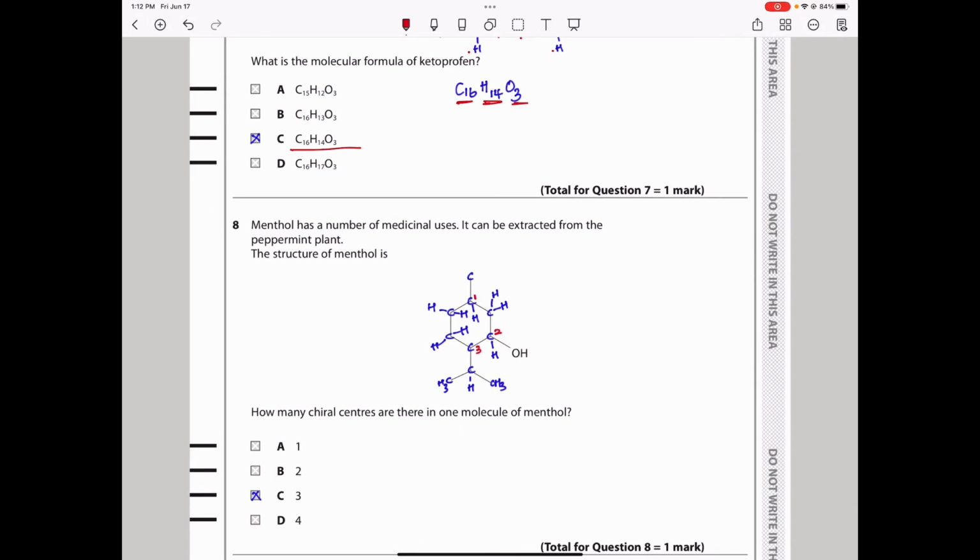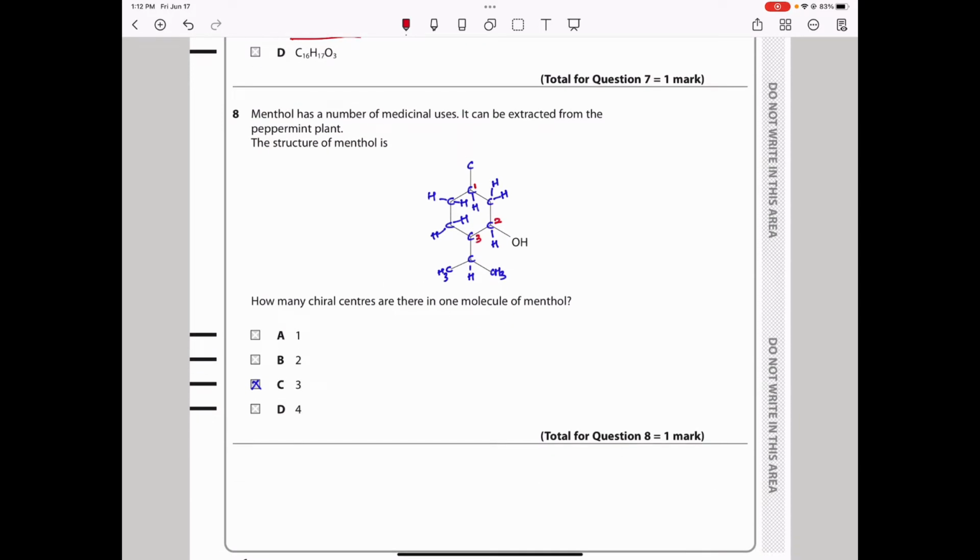Question 8 says, menthol has a number of medicinal uses. It can be extracted from the peppermint plant, and the structure of menthol is as below. So they say, how many chiral centers are there in one molecule of menthol? A chiral center has to be a carbon attached to 4 different groups. So this is not a chiral center because it has at least 2 groups that are similar. That is not. That is not. So if we rule out those, and that is not because, of course, it has three hydrogens. So ruling out those leaves us with only, also this one is not because it has this group similar to that. So it leaves only that carbon, and that carbon. So we have 3 chiral centers, and that is the answer to question 8.